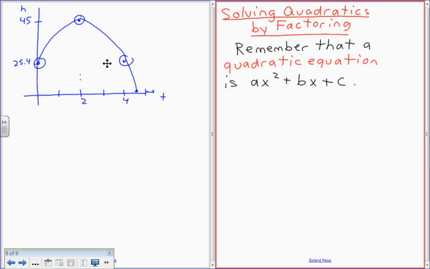To solve these, set y equals 0 and factor. This is called finding the roots or x-intercepts.